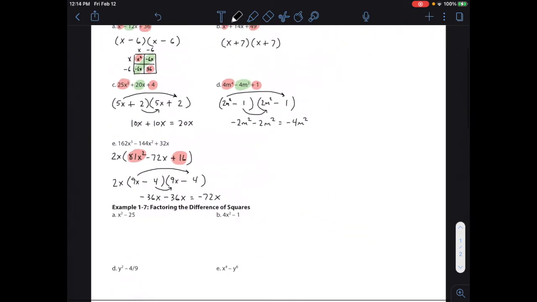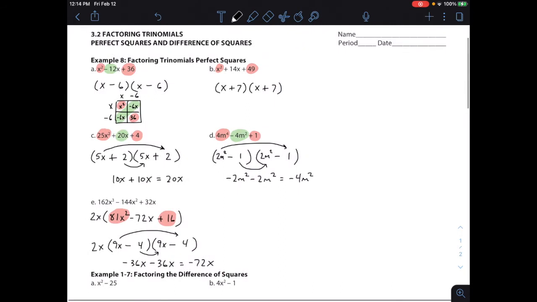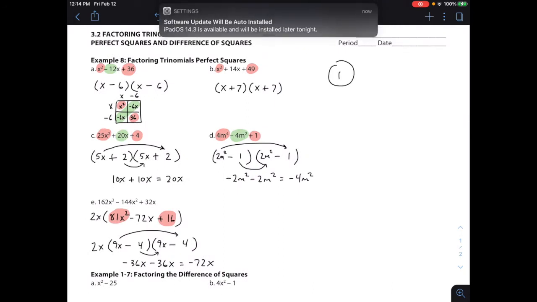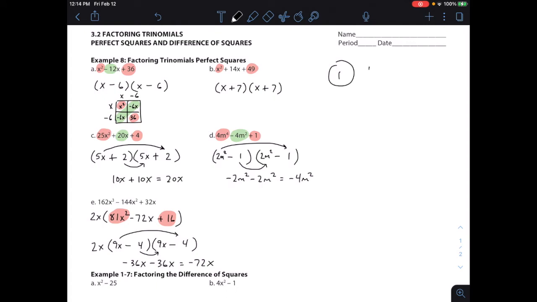What are the rules we need to follow? Number one, we need to have a first and last term that's a perfect square. All right. So first and last term are perfect squares. I'm going to run out of room for my rules.